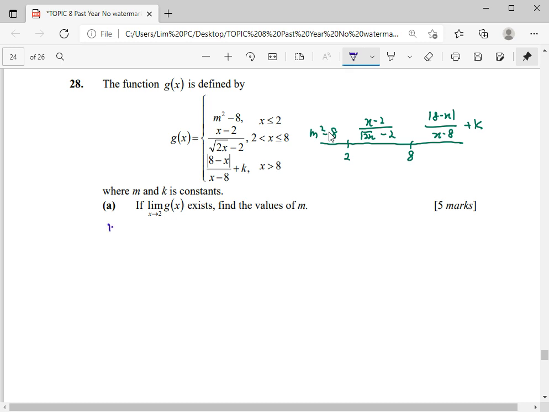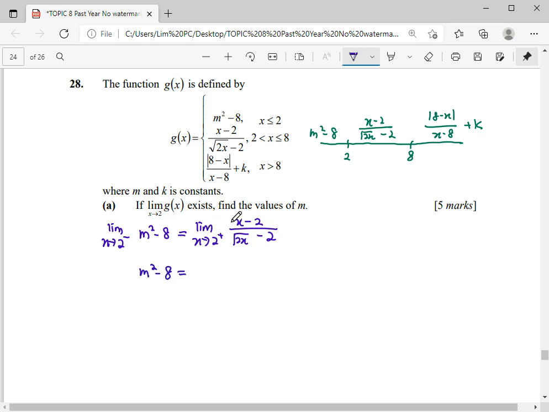Since the limit exists, we are doing the limit for x approaching from the left hand side, which is the function m squared minus 8, and it is supposed to equal the limit for x approaching from the right hand side of the function (x minus 2) over (square root of 2x, minus 2). Then we attempt our limit. Can we substitute? Yes, we can substitute here, although this one doesn't have x, so our value is constant, m squared minus 8.